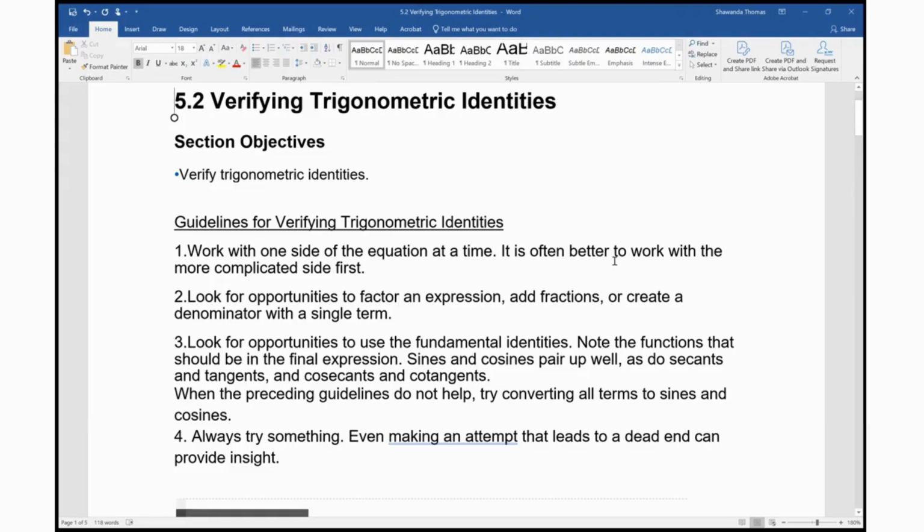Note the functions that should be in the final expression. Sines and cosines pair well, as do secants and tangents, and cosecants and cotangents. When the preceding guidelines do not help, try converting all terms to sines and cosines. Always try something. Even making an attempt that leads to a dead end can provide insight.